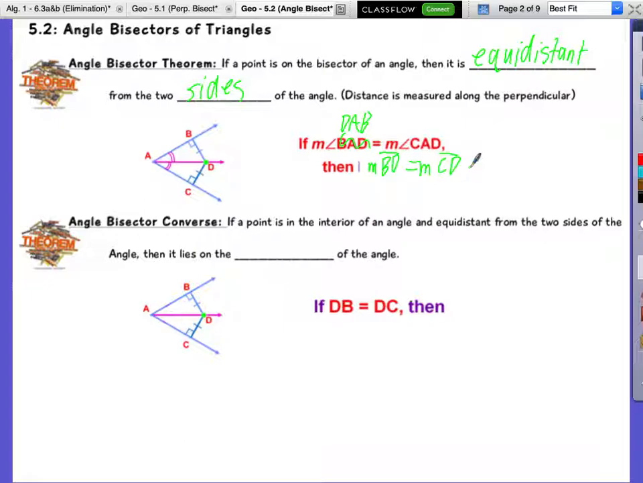Now it says this is measured along the perpendicular. The shortest distance, or the actual distance as we call it, from the point to the side is going to be where it's perpendicular. That's going to be the shortest, shorter than if it was anywhere else. And we see over here, we're saying the absolute shortest distance to these sides is going to be the same if it's on the angle bisector.